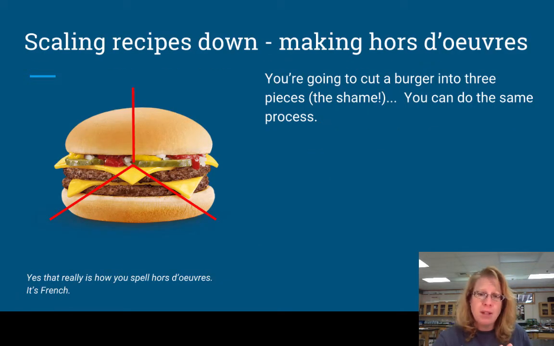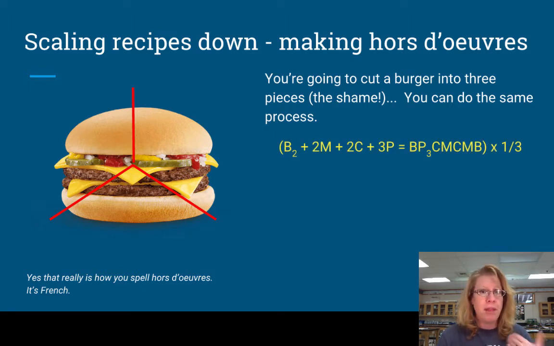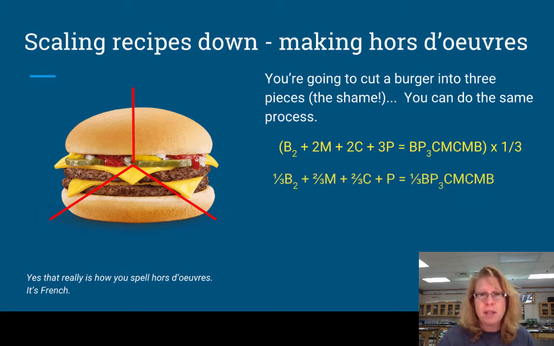So scaling down is kind of the same idea. I don't know why anybody would ever want to make a third of a burger, but let's say you're making little burger sliders or hors d'oeuvres for your friends. And I only need to make thirds of burgers or something along those lines. It's kind of weird, but the same process works. Don't freak out just because the multiplier is a less easy number. So if I'm trying to make third burgers, all I would do is multiply that 1/3 across my entire set of coefficients, and you get something like this. Again, it looks really weird.